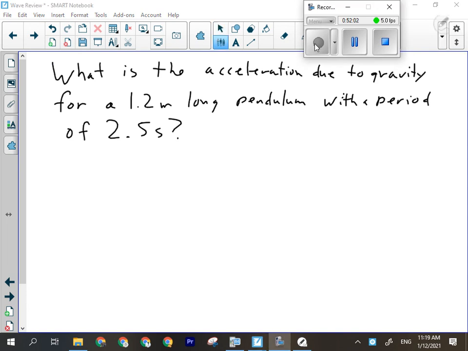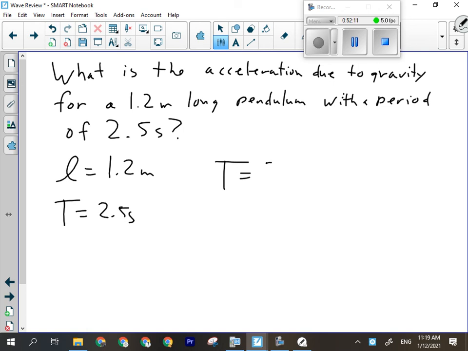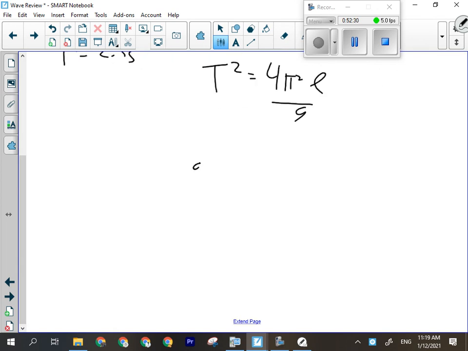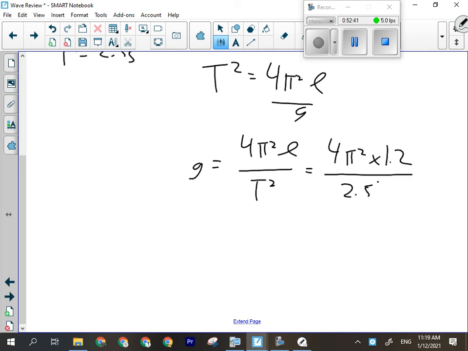All right, so what we're given in this one is the length of the pendulum, 1.2 meters. We're also told the period of the pendulum, 2.5 seconds. Period of a pendulum is 2 pi times the square root of L over G. We're looking for G. If I want to find something under the root, what do I have to do to everything? Square it. So T squared equals 4 pi squared times L over G. Then to find G, I'm just going to swap it with T squared. So G equals 4 pi squared times L over T squared. That'll be 4 pi squared times 1.2 meters divided by 2.5 squared.